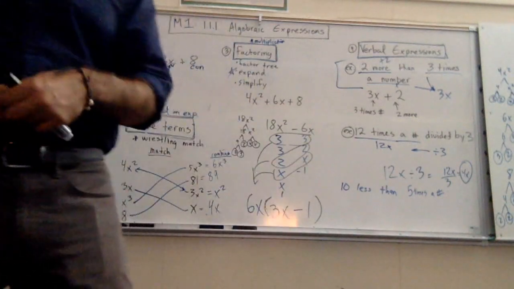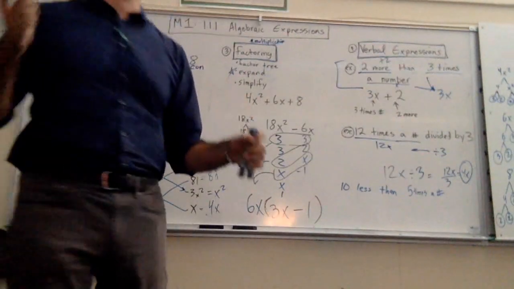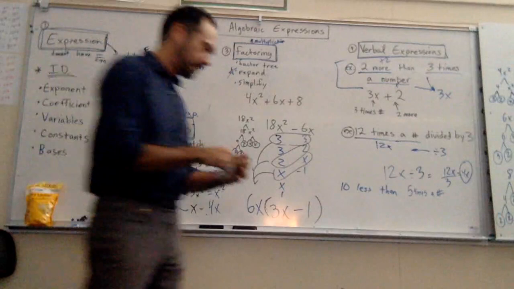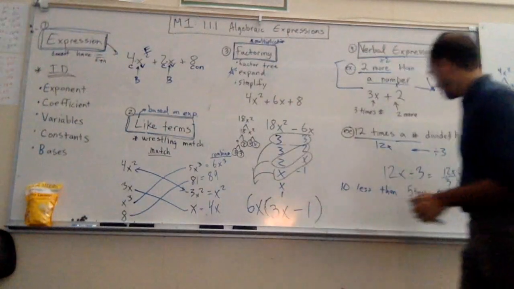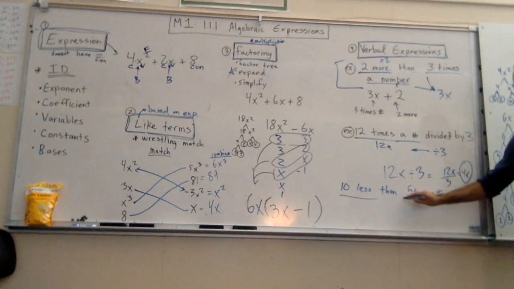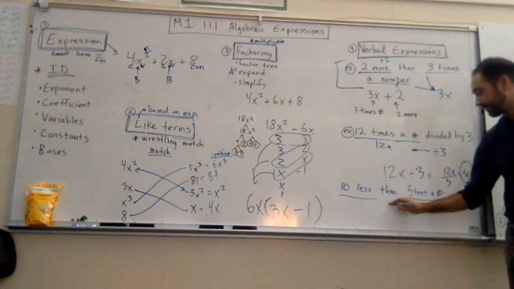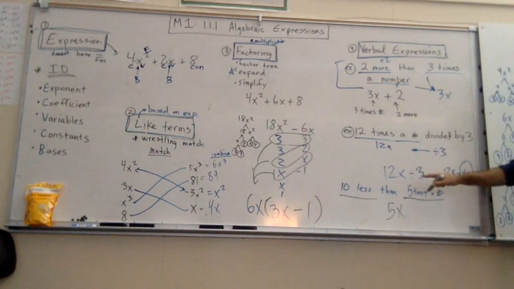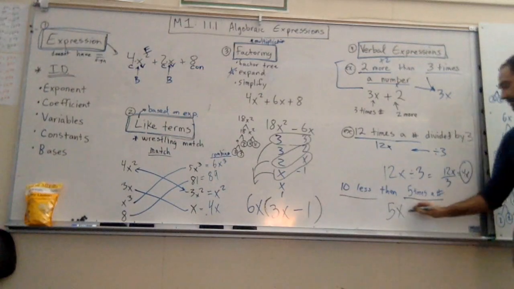Okay, and I will do Starburst partner round. All right, Isabel, you're first. 5x minus 10. Good. What are the important parts? Less than, times a number. 5 times the number. I know 5 times the number, but it's 10 less than that.